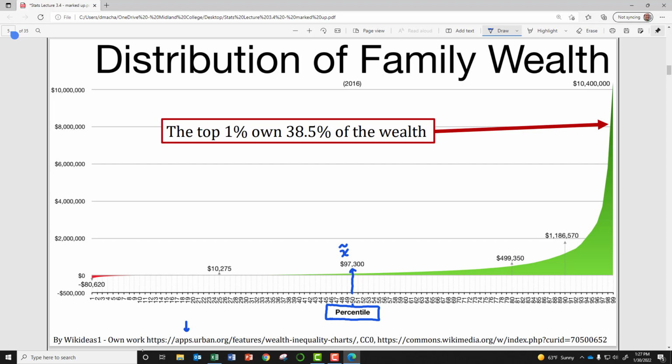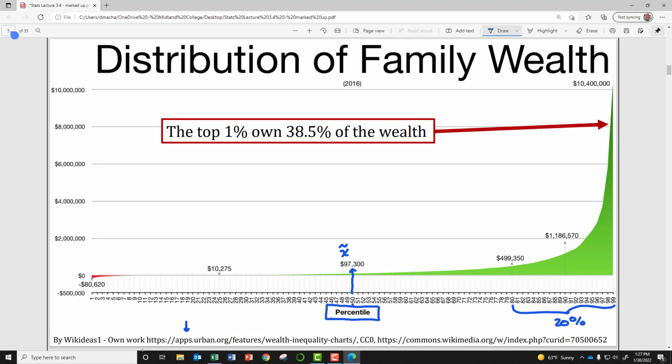The 80th percentile would be about 500,000. And so if you're wondering, as far as family wealth goes, how many households in the United States have a net worth of more than 500,000? Well, it would be 20%, because everywhere between 80 and 100%, that represents about 20% of the population. So 20% of the households in the United States have more than $500,000 in wealth.